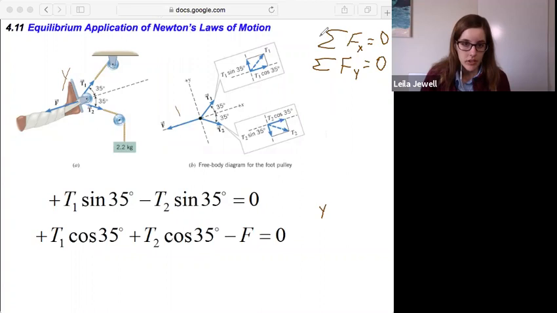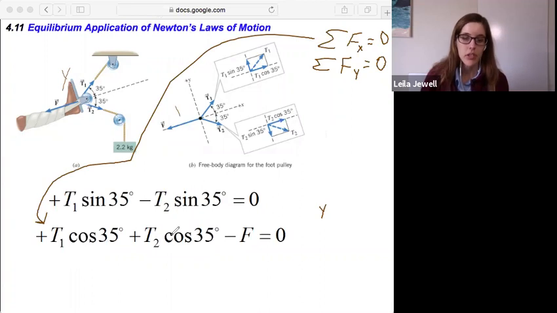So in the x direction, we would have the positive T1 cosine of 35 plus T2 cosine 35. Those are both in the positive direction. Positive, positive, and then there'd be minus F because that is in the negative direction, right? So we won't have to worry about that so much.